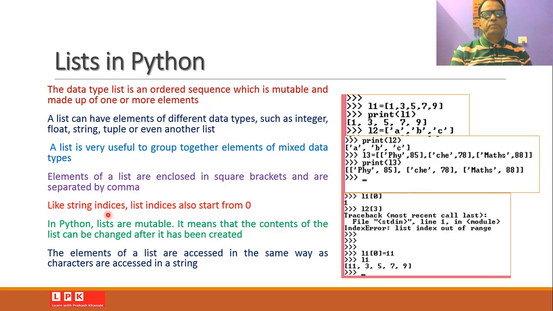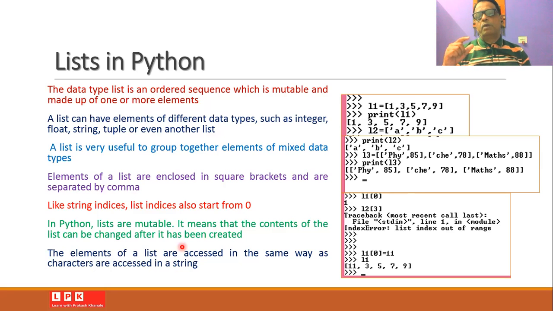Like strings, list elements will also have indices, and we can access them, and the first index of the element will be 0. In Python, lists are mutable. That is, the content of the list can be changed after it has been created. In Python, very few data types are mutable, that is, their content can be changed. List is one of them.